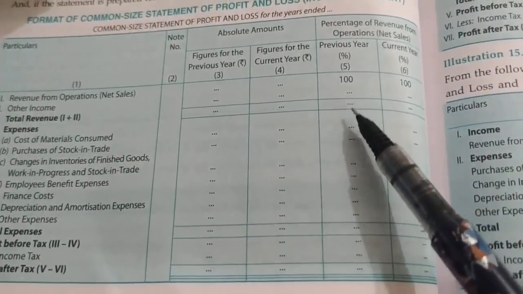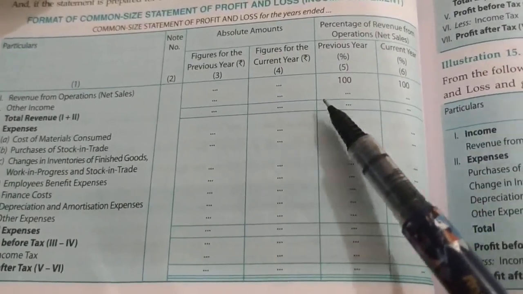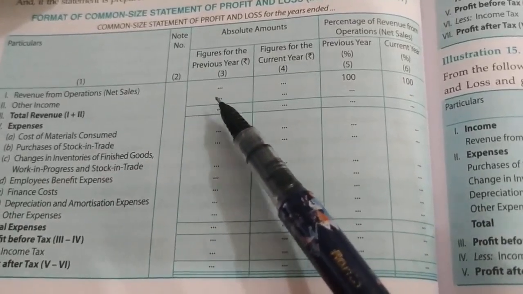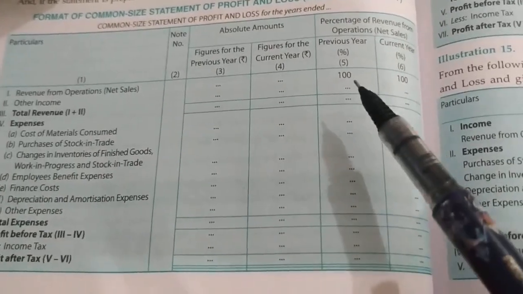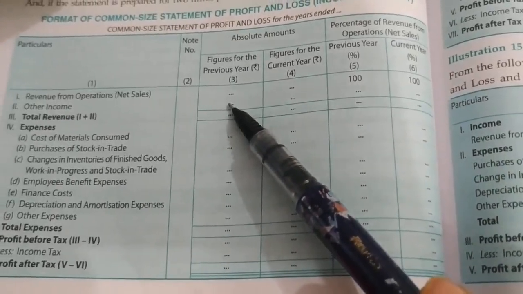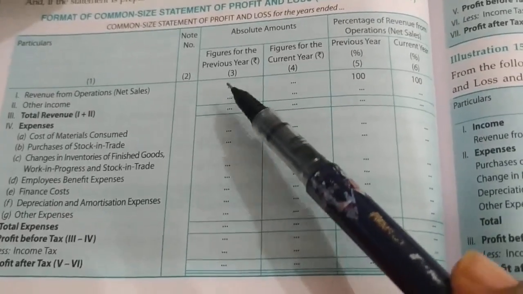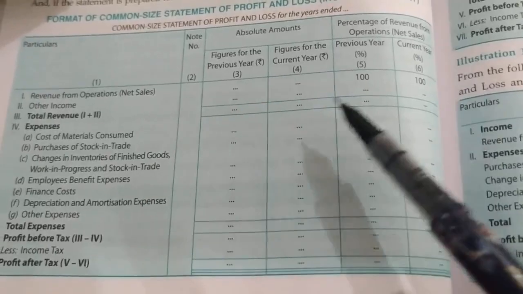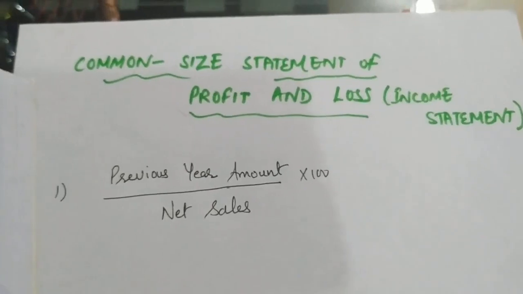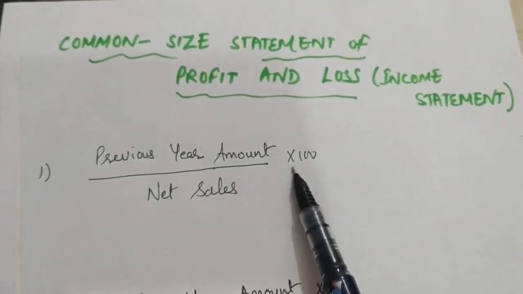Now how to calculate this amount? Previous year percentage will be calculated by taking the previous year amount. Whatever amount of the previous year is given, we will take that over the sales. That is, whatever amount of other income there is, divided by revenue from operation of this year, multiplied by 100. You can see here, this is the formula: previous year amount over net sales into 100.